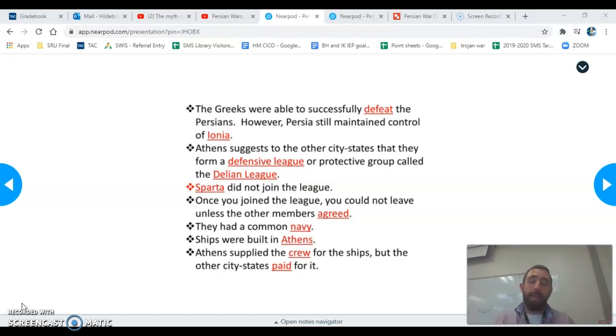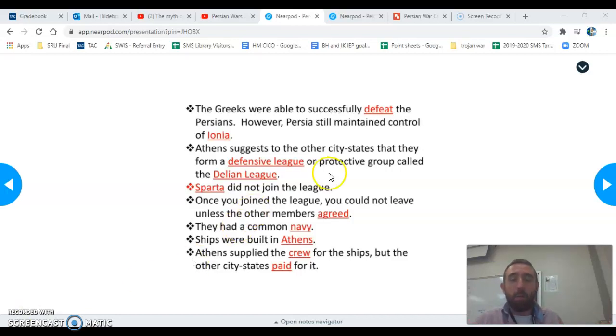Let's keep that together. And Athens has a reputation for building great ships, having great sailors. So they say, you know what? Let us handle that. If you just send us money, we'll keep building the ships. We'll keep putting the sailors on them. We'll keep everybody safe. Just send us money. And not all the cities joined and agreed, but a lot of cities did.